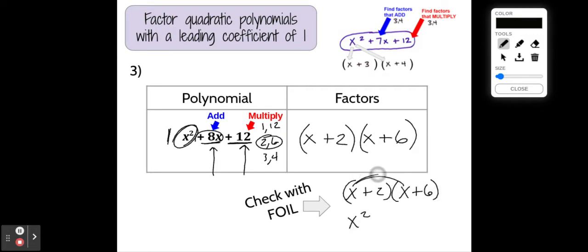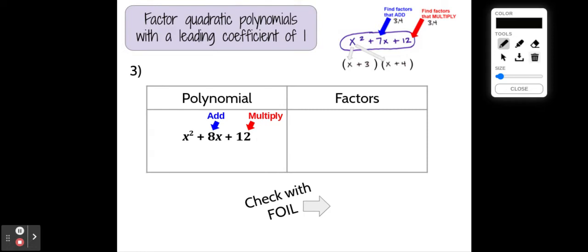And we get x squared plus 6x plus 2x plus 12. So you can see 12 is our last term, and our middle terms here are going to add to the 8x we were hoping for, and we can check it off and say, yep, we have checked it. So our two factors, our two binomials, are x plus 2 times x plus 6. Hopefully you feel like you're getting this.